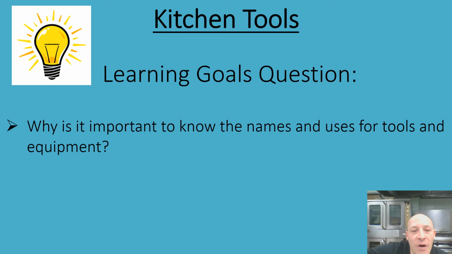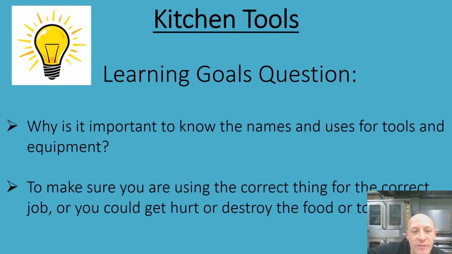Question: why is it important to know the names and uses for tools and equipment? It's important to make sure that you are using the correct thing for the correct job, or you could get hurt or destroy the food or equipment.